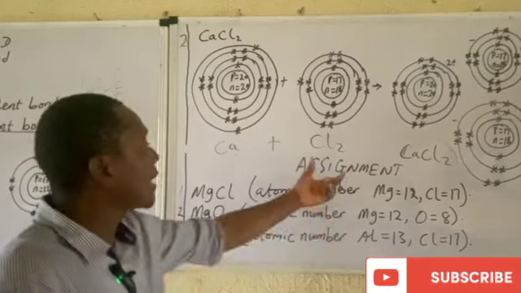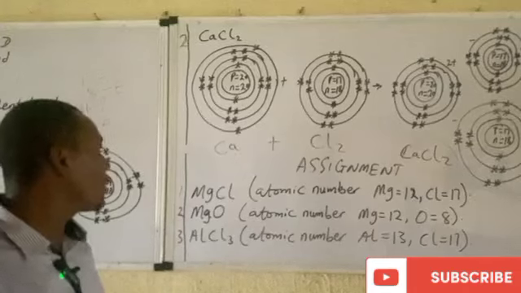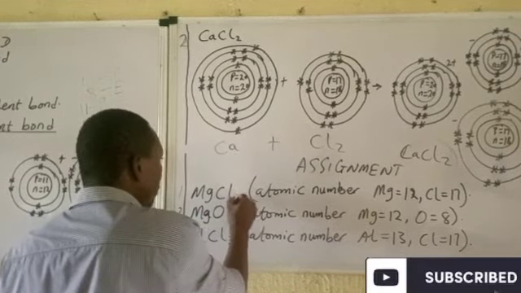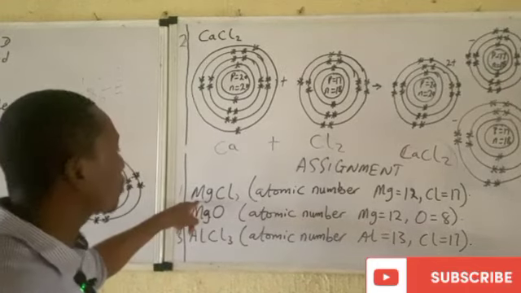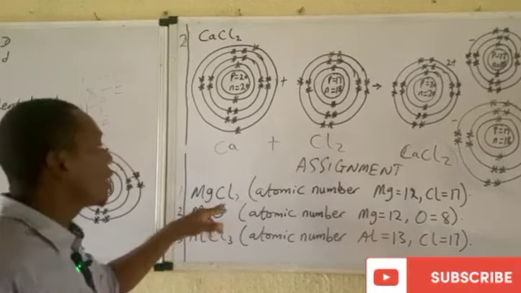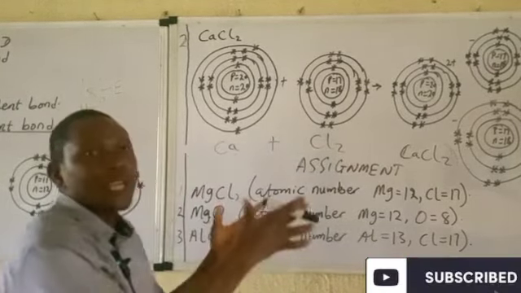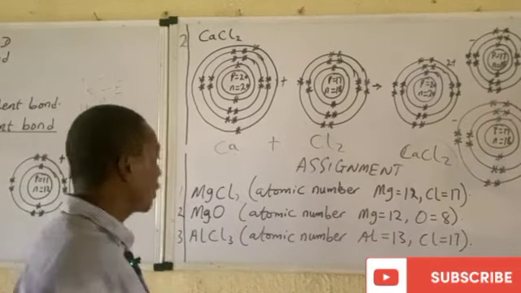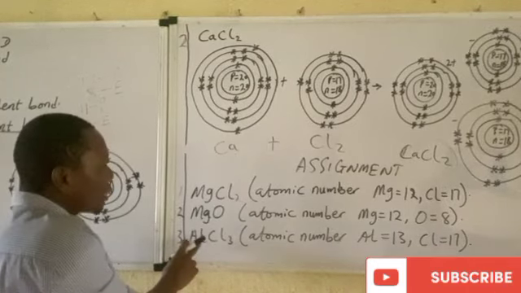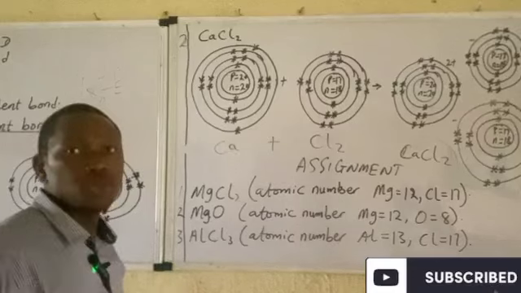So you can take this assignment and try out magnesium chloride. Magnesium chloride is MgCl2. Please note that because magnesium belongs to group 2, it has 2 electrons in its outer shell, so it combines with 2 chlorine. Draw the atoms of magnesium chloride individually and draw how they carry out the exchange of electrons. Do the same for magnesium oxide and aluminum chloride. Note that aluminum actually has Cl3. So when you draw the diagram, you understand it.